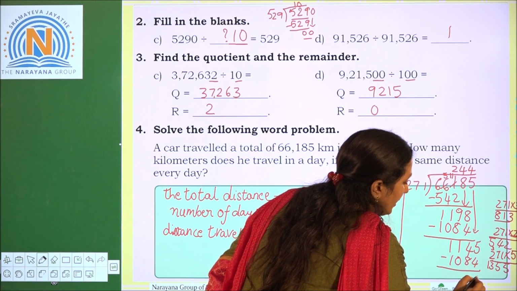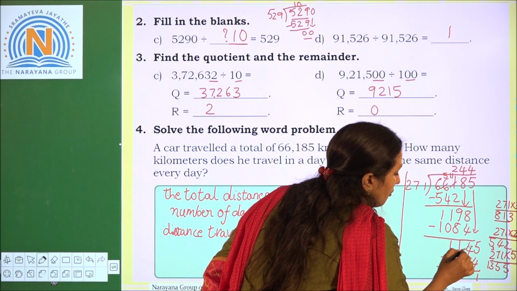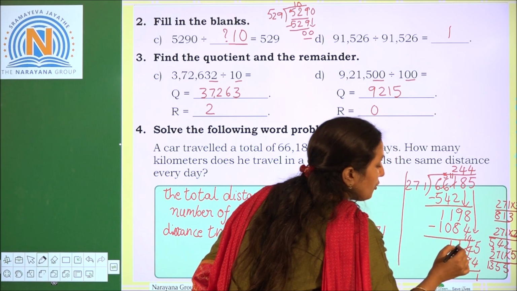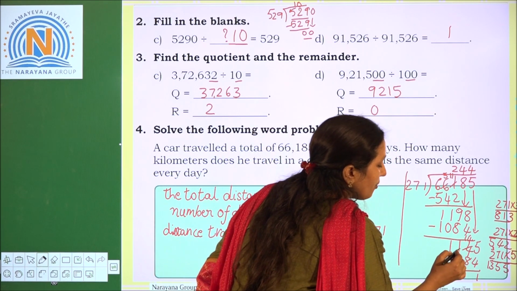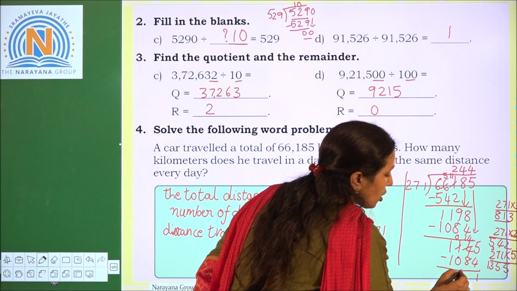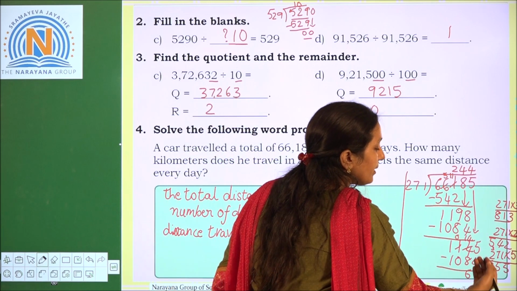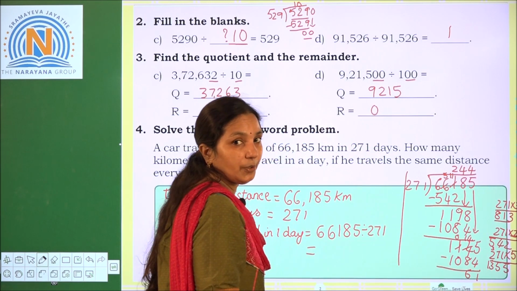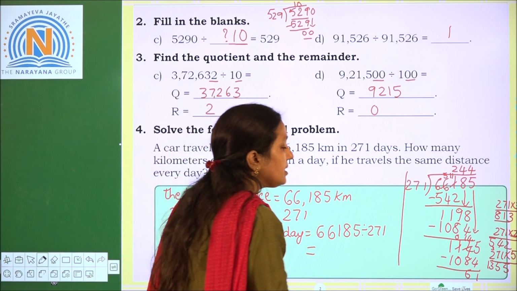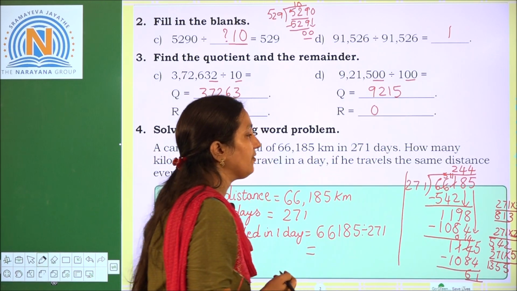So 5 minus 4 is 1. Can we subtract 4 minus 8? No. So 4 will become 14. We are regrouping it. This 1 will become 0. 14 minus 8 is how much? 6. So, can we bring down any other number? No, we do not have any. 61 is smaller than 271.